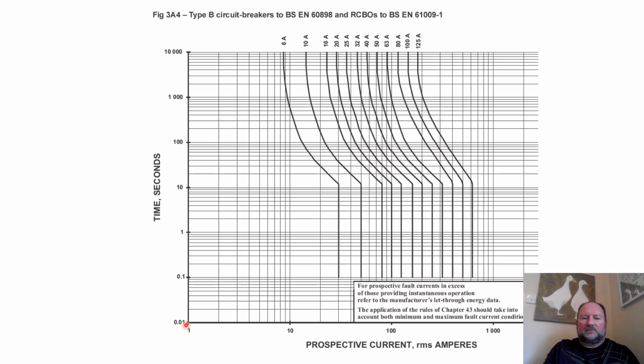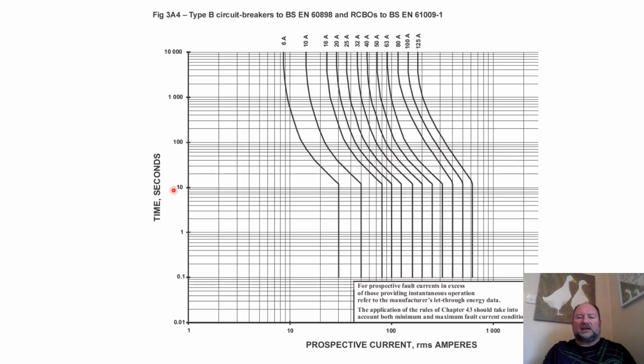So you see we've got two scales. We have time, this is the disconnection or operating time, and we have this scale horizontally here, which is your value of fault current. We've also got, as you noticed, the B-type breakers, BS EN 60898 or RCBOs to BS EN 61009, normal standard domestic devices. And you've got a curve to represent each value. So we get 6 amp breakers, 10 amp, 16 amp, 20 amp, right up to, if you want, 125 amp circuit breakers. You have a curve for each of those ratings.